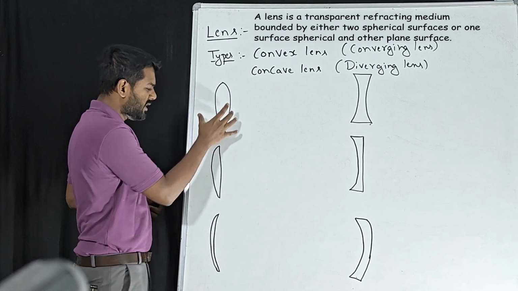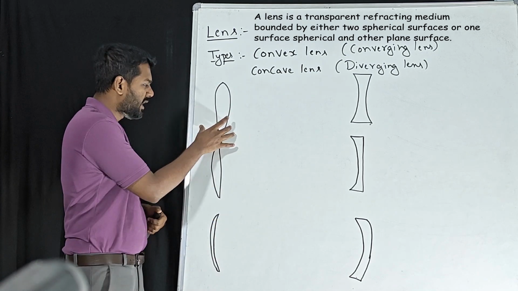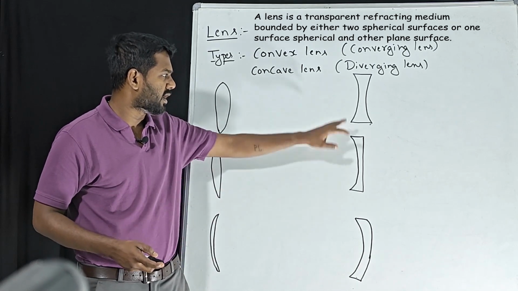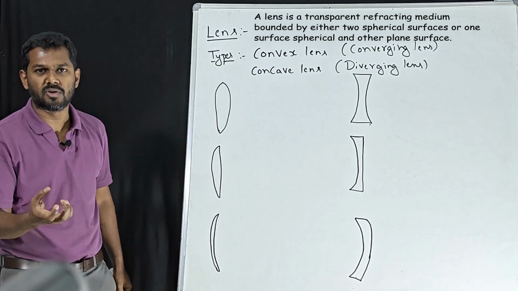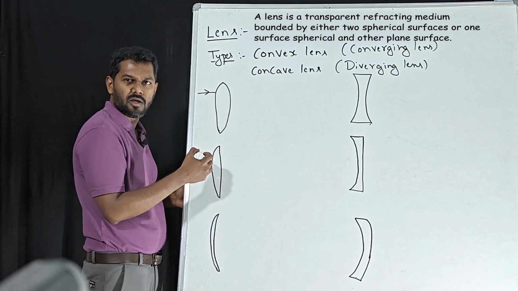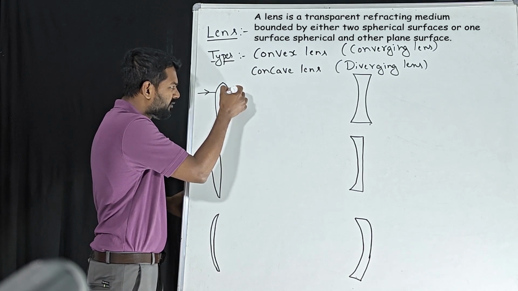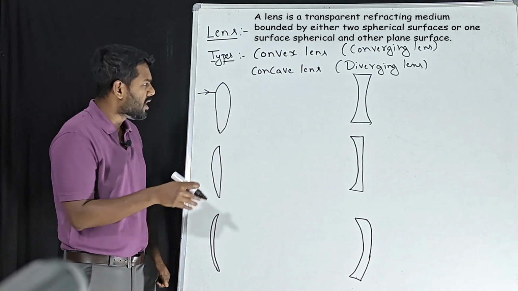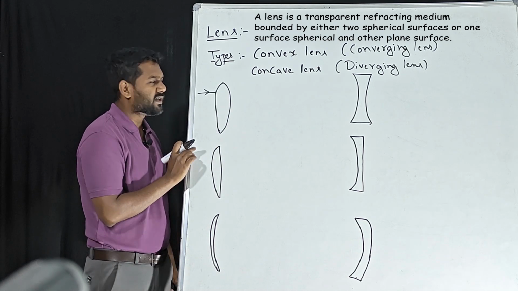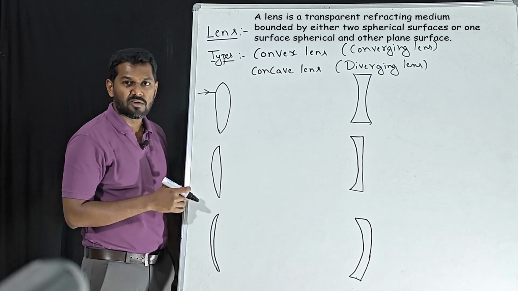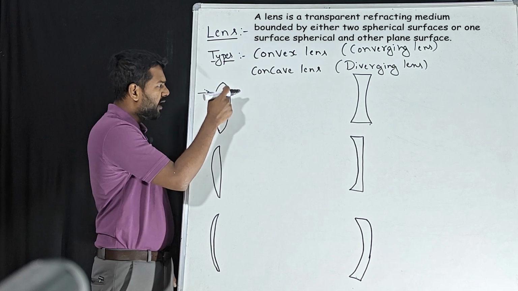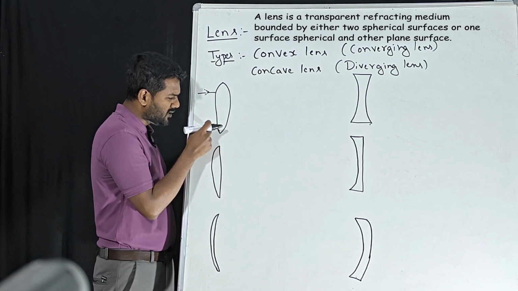Listen, these are convex lenses, but there are three different types within convex lenses. These are concave lenses, and in concave there are also three types. What do you mean by converging? Whenever you give a ray of light, it will try to converge. Converge means moving towards the other end. This is one end and this is the other end. So why do we call it converging? If you send a ray at the top, it will try to come towards the other side.